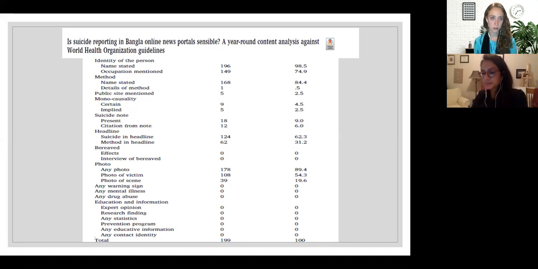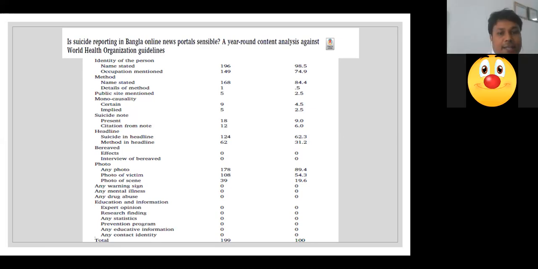And a very important reason for suicide, that is psychiatric illness, mental illness and drug abuse. Look here, none of the reports mention any relation with mental illness or substance abuse. In the Western world, at least many repeated studies revealed that at least 90% of suicides are due to mental illness. However, in these reports, we see none of the suicides are linked with mental illness or drug abuse. And if we look at the potentially harmful characteristics of media reports, it's the same.